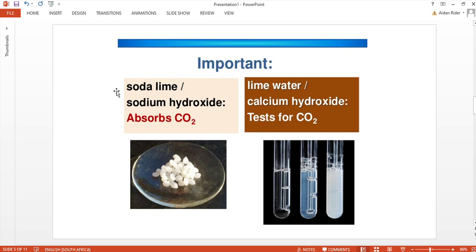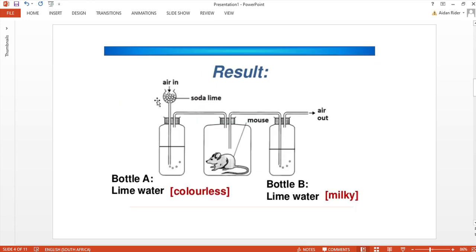Sorry, seeing the soda lime here, I just want to mention the previous slide. They put soda lime over here, and this is to take out any carbon dioxide from the air. Okay, so that's why they use the soda lime there, so that you are sure that no carbon dioxide enters your experiment. And the only carbon dioxide that goes into the last bottle should be from the mouse.